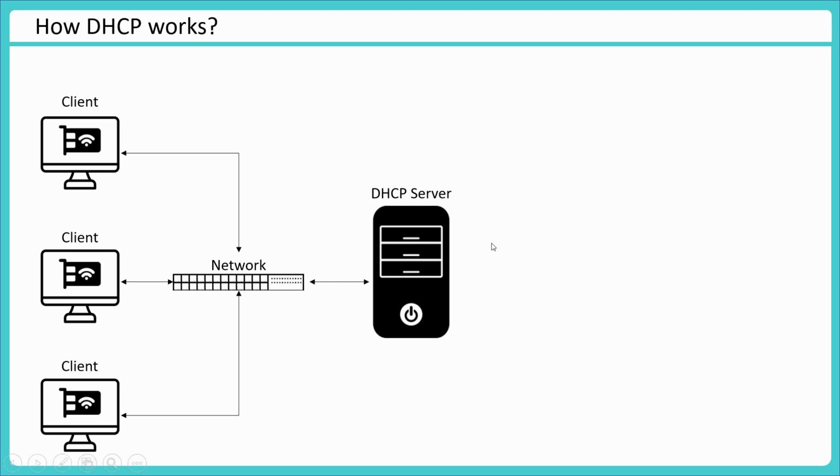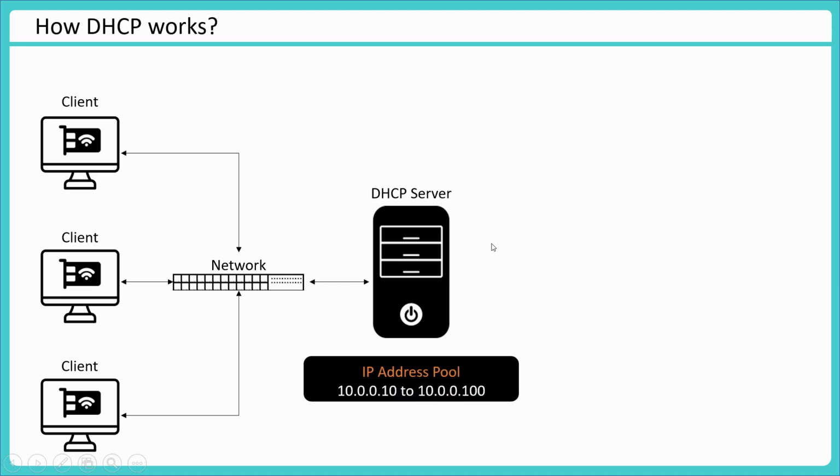What we do in this DHCP server is associate an IP address pool with it. A pool is a group of IP addresses. Like here, I tell the DHCP server, I am allowing you to have addresses from 10.0.0.10 up to 100. So we allowed this server to have 90 addresses to distribute to clients who request them, and this information would be stored in a database on this particular server.